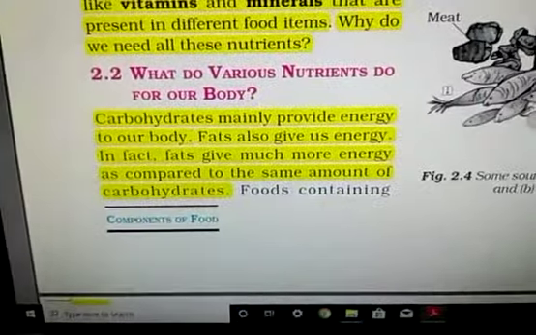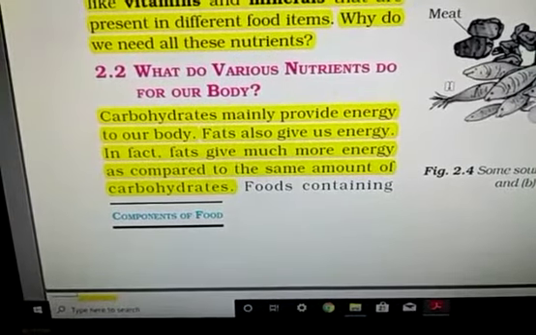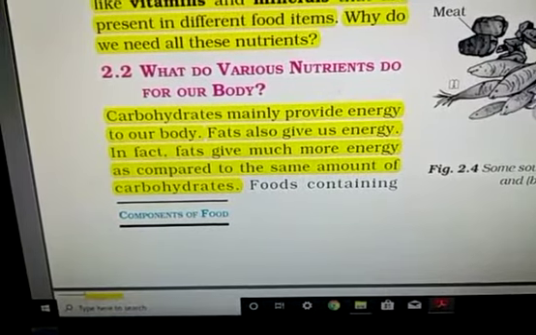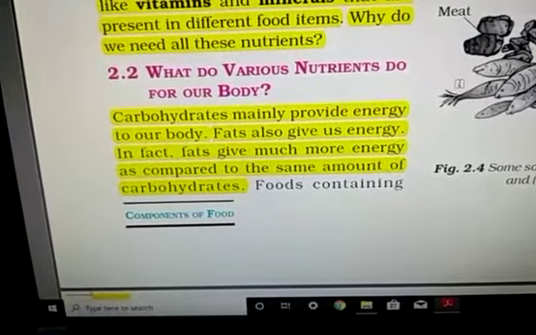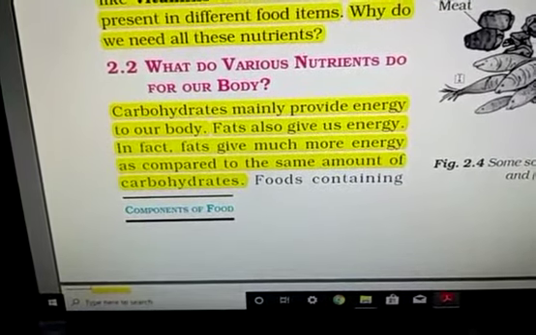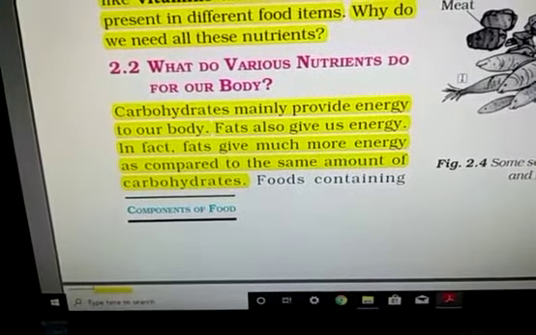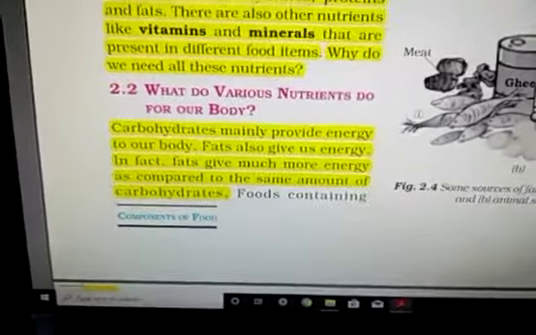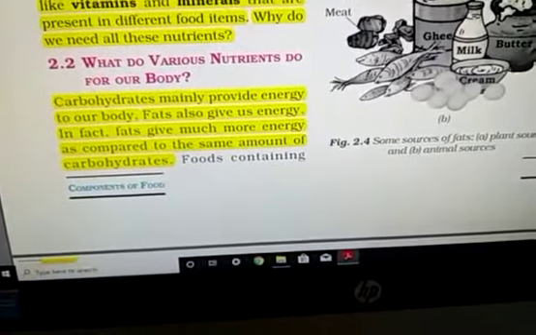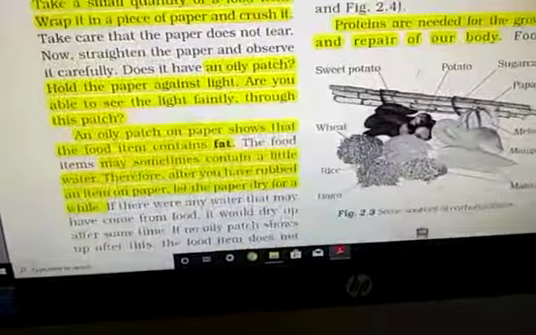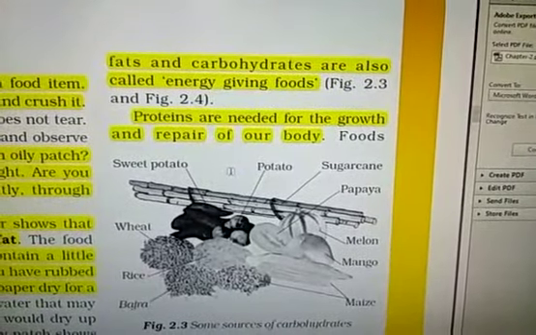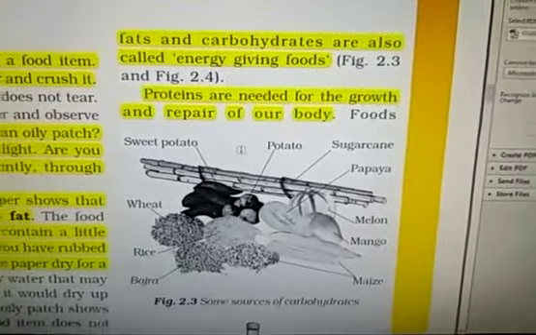Number 1, carbohydrate. Carbohydrate mainly provide energy to our body. Fat also give energy. When total carbohydrate is consumed in our body, then our body depends on fats for the energy. In fact, fats give much more energy than the carbohydrates. Food containing fats and carbohydrate are also called energy giving foods. Proteins are needed for the growth and repair of our body.